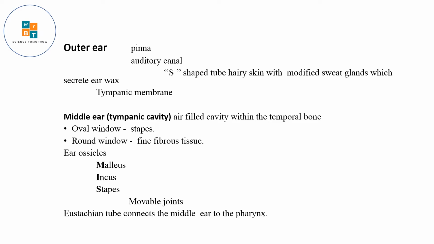If you take these three bones, malleus, incus, and stapes, they have movable joints. With the vibration of the tympanic membrane, they will move each other, and the movement will go to the oval window through the stapes. And from the middle ear cavity, we have something called the Eustachian tube. That tube is connected to the pharynx, and it is important to equilibrate the pressure inside and outside of the ear.